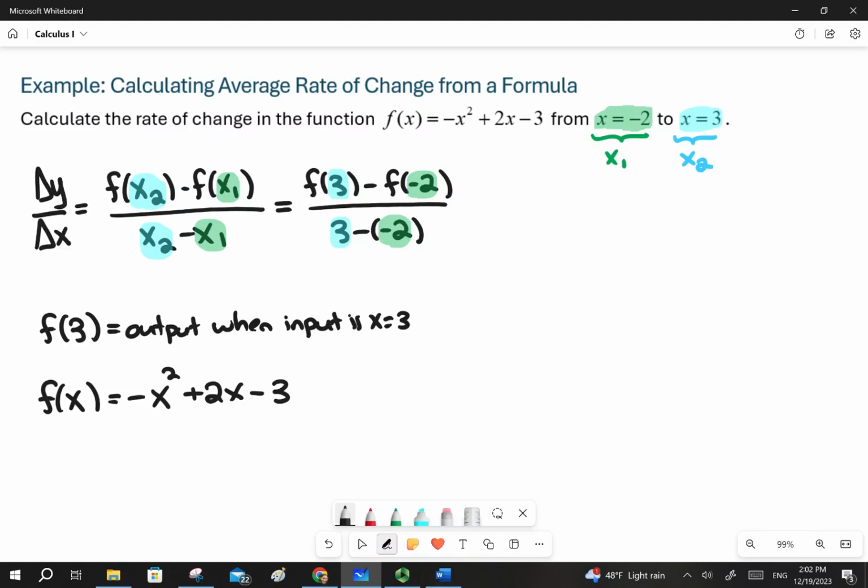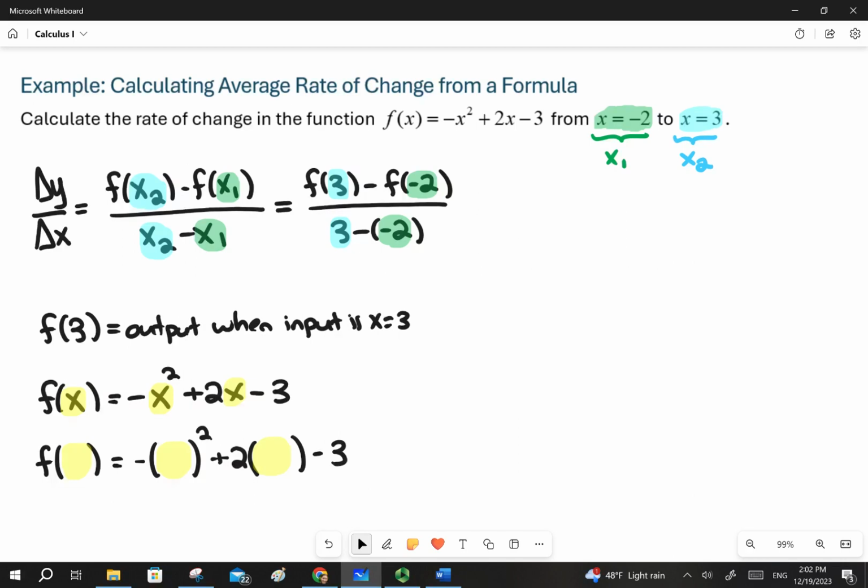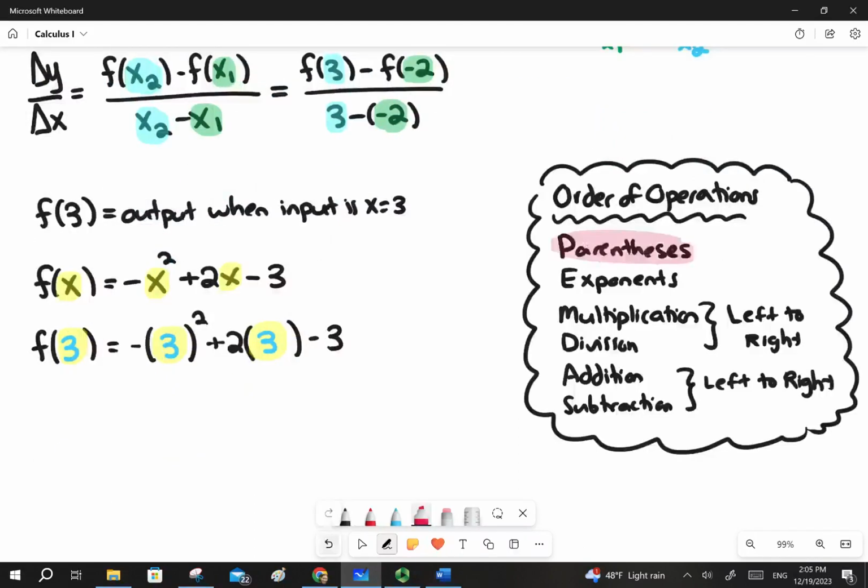First, I replace every x with empty parentheses. Then, I fill each set of empty parentheses with the input 3. So f of 3 is equal to negative 3 squared plus 2 times 3 minus 3. Finally, I carefully evaluate the right side, making sure to follow order of operations to find the value of f of 3. Simplifying inside parentheses would be first, but we don't have anything other than single numbers inside parentheses.